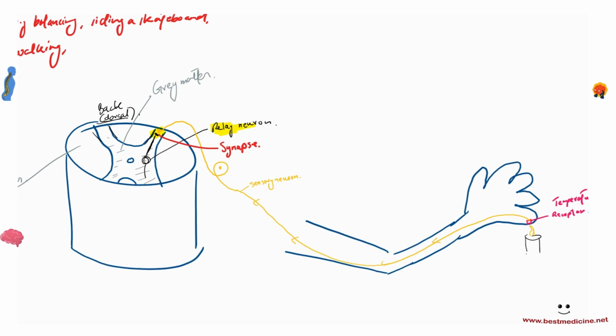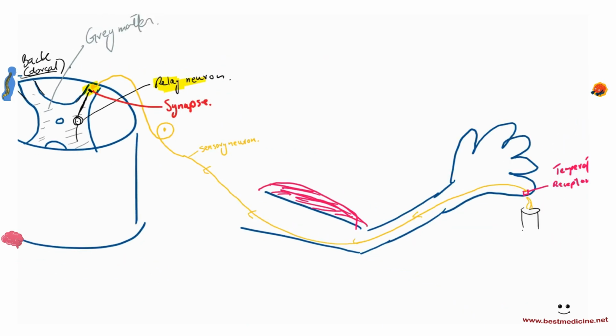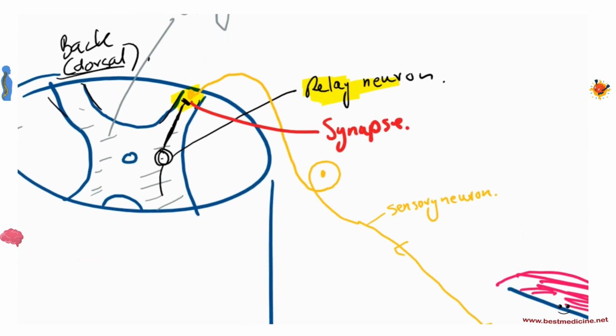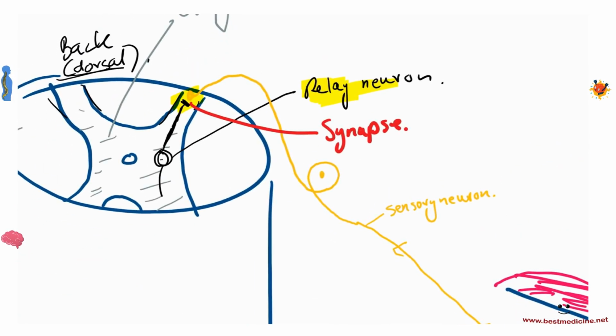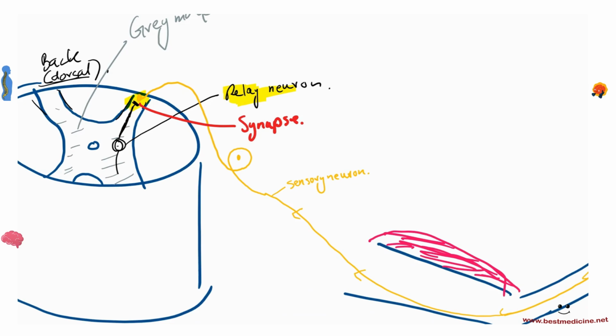So I'll have probably a muscle here, that's my bicep. And the relay neuron will decide, okay, we've got to flex the bicep because our hand is going to burn. So the relay neuron generates the response, and it is transmitted to the motor neuron, which is going to carry it to the muscle. And have a look, the motor neuron cell body is inside the CNS. So it makes a synapse here.